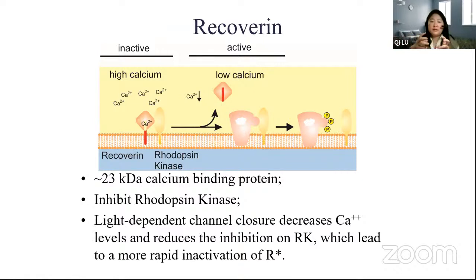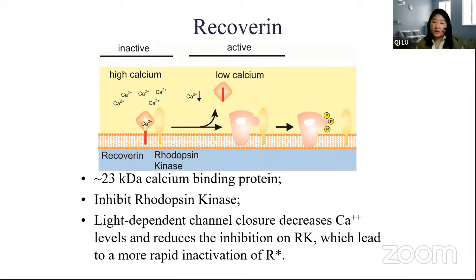And the released rhodopsin kinase can start to phosphorylate the rhodopsin star. Remember, rhodopsin kinase is the first brake to quench rhodopsin star's activity.